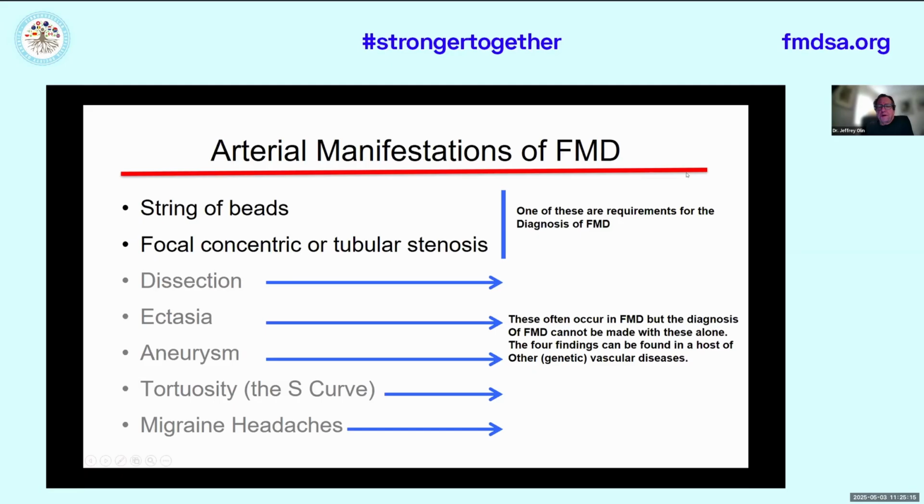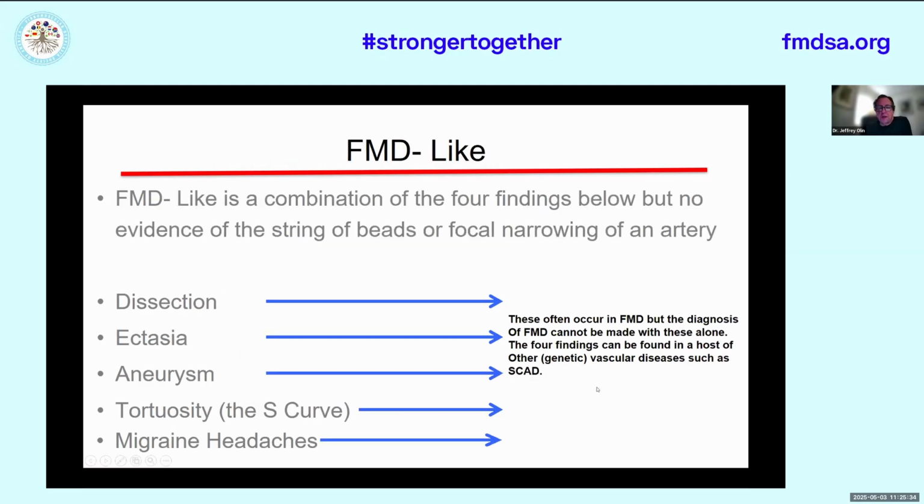So in order to have FMD, you have to have one of these two things. But there's a whole host of other things that occur in FMD where you can't make the diagnosis of FMD alone. And many patients are sent to me with these four things and told they have FMD. But if they don't have these two things, I can't label them as FMD, and I can't put them in the FMD registry.